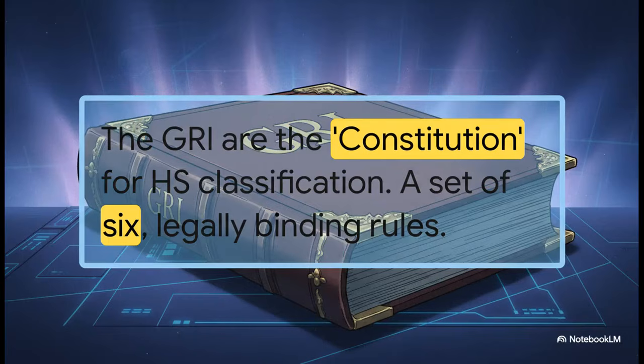So this rulebook has a name, the General Rules for the Interpretation, or GRI. And it's no exaggeration to call it the Constitution for product classification. We're talking about a set of just 6 rules, but they are legally binding, everywhere. So let's walk through this, step by step, and you'll see exactly how this incredibly powerful system works.